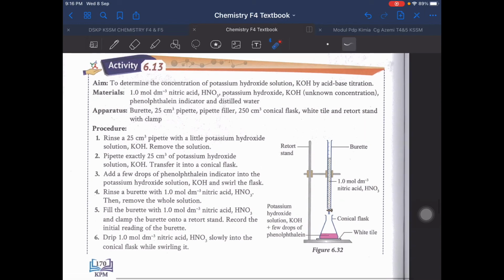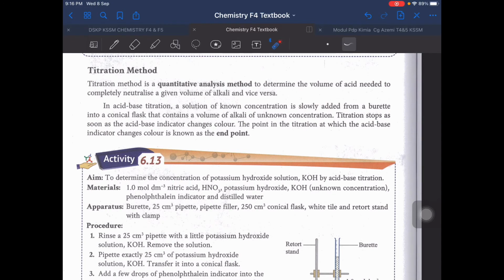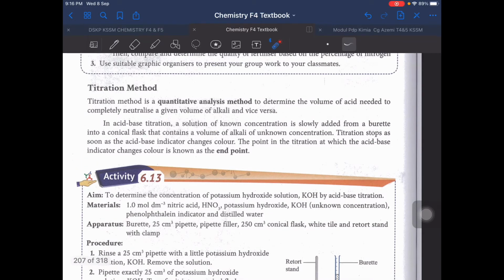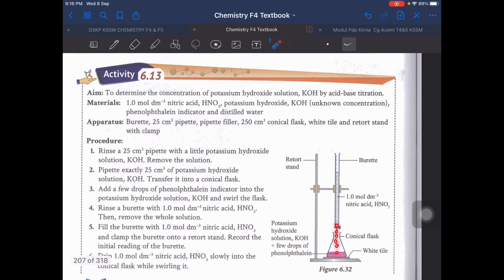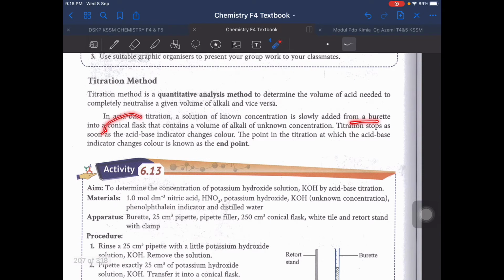Okay? Activity 6.13, before that we look at the note over here. I almost forgot. In acid-base titration, kita panggil pentitratan acid-base. A solution of known concentration is slowly added from a burette. Maksudnya, di dalam burette ni kita tahu berapa kepekatan asid. Kita tahu okay? Lepas tu, itu akan di-titrate. Dijatuhkan drop by drop. Drop by drop ke mana? From a burette into a conical flask that contains a volume of alkali of unknown concentration.